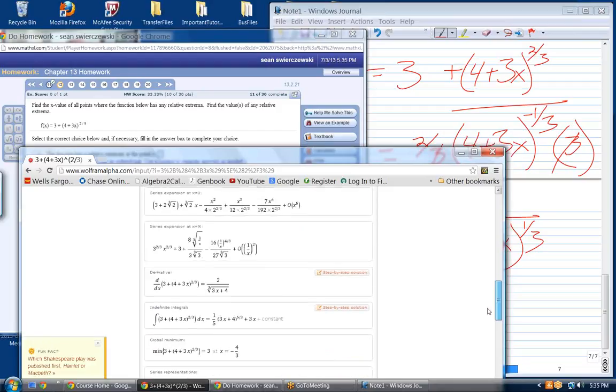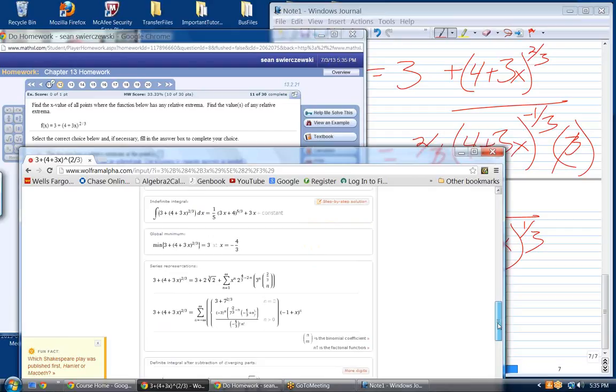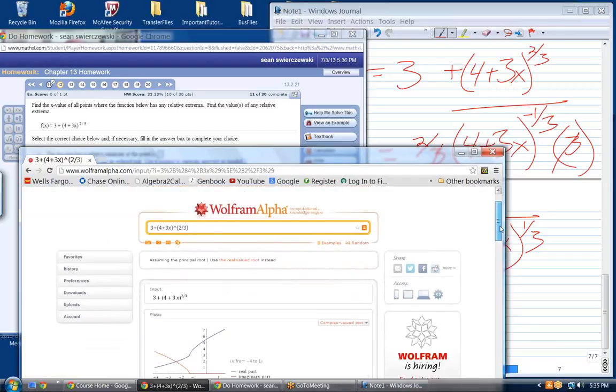I think this even gives us the derivative. Okay, so here's the derivative, which we got. And gave us the minimum, the global minimum. How is that a global minimum? If I look at the curve, how is there a minimum?